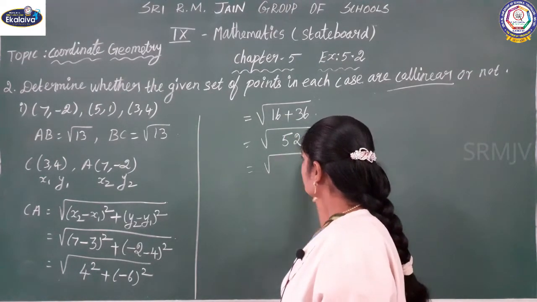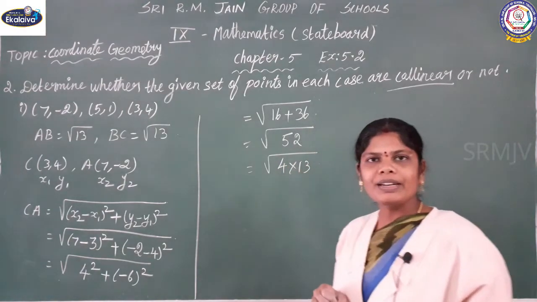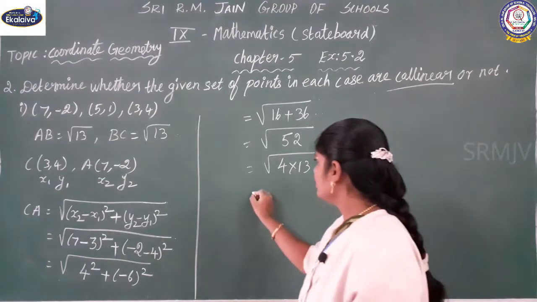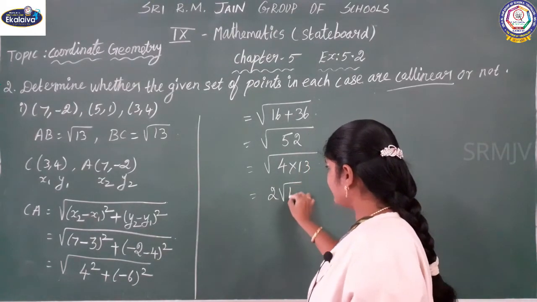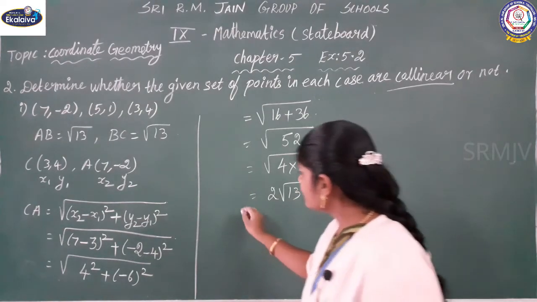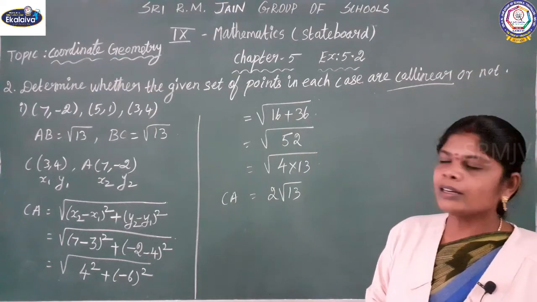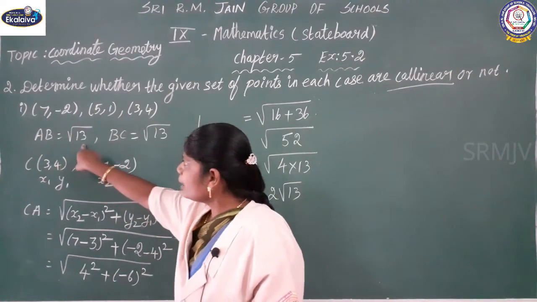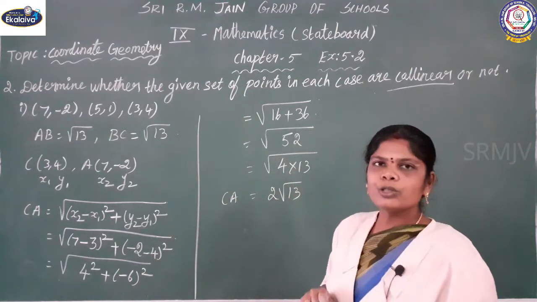So now I am going to split this 52 as 4 into 13. 4 into 13, what will you get, children? 52. Okay. The square root of 4 is 2. So root 13. So what is the distance of CA? 2 root 13. Okay. So now we found that AB is root 13, BC is root 13 and CA is 2 root 13.